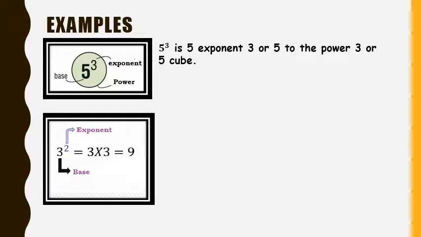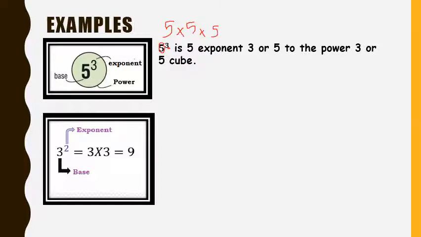Here is another example. 5 to the power 3. The base is 5 and 3 is the exponent. This means that 5 is multiplied by itself 3 times. It represents 5 times 5 times 5. Okay, how can we read it? 5 is the base, 3 is the exponent, so it's 5 to the power 3, or 5 cubed, or 5 exponent 3.